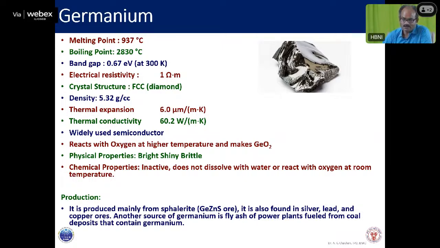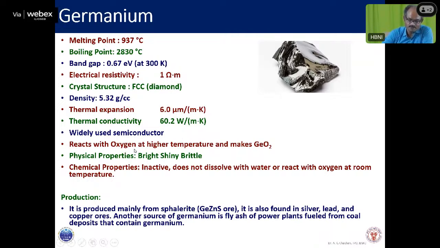Similarly, another elemental semiconductor is germanium. The melting point is 937 and the boiling point is 2830 degrees centigrade. This is the band gap, and this is the electrical resistivity. The crystal structure is the same, diamond. Density is high as compared to silicon. The thermal expansion is 6. The thermal conductivity is 60.2, and this is a very widely used semiconductor after silicon.